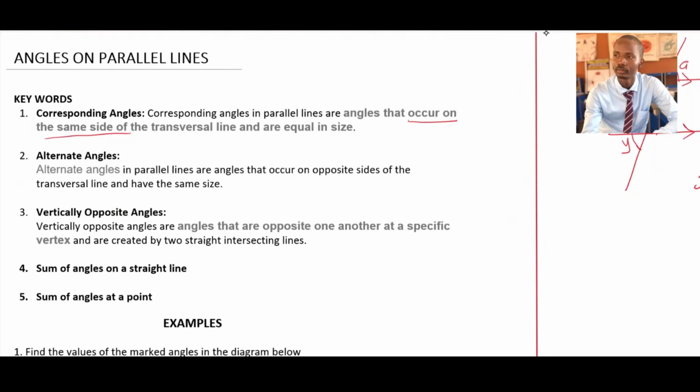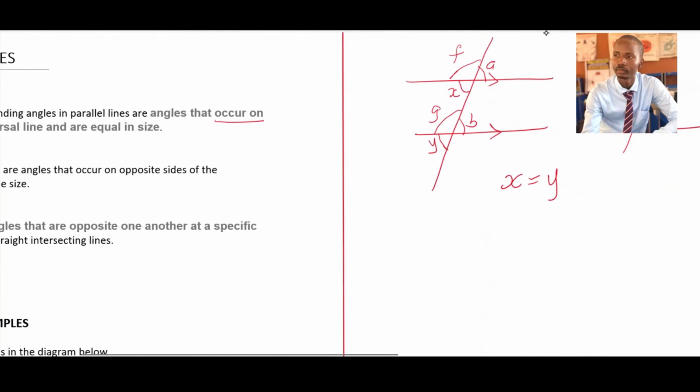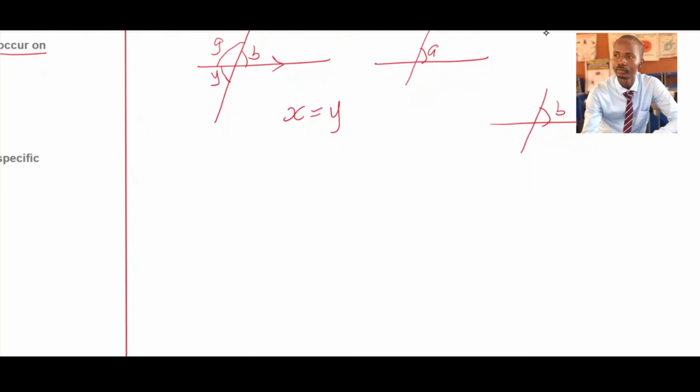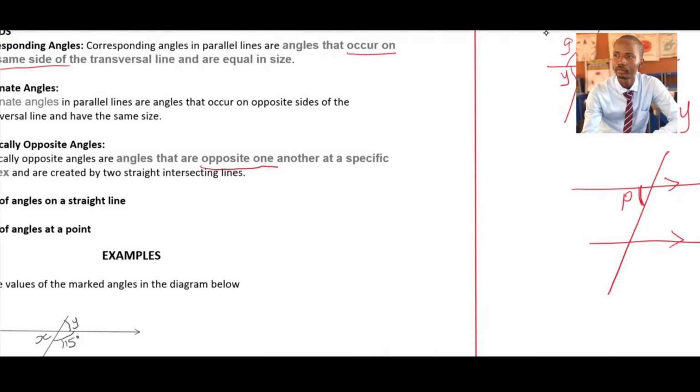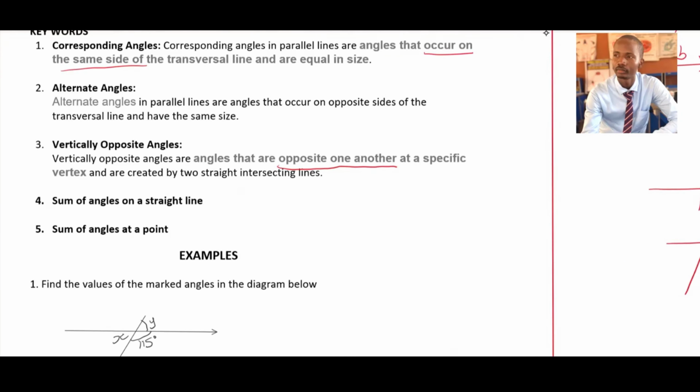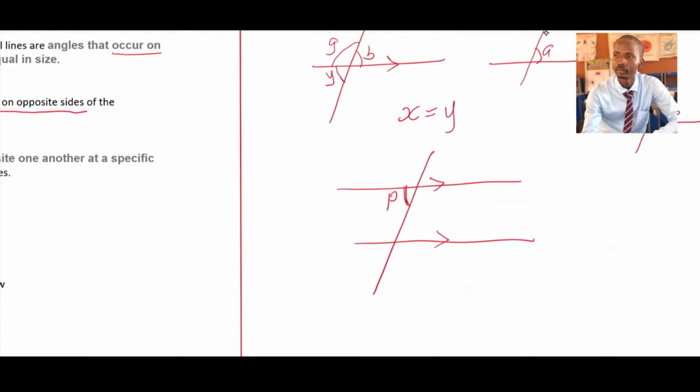Moving on, talking about alternate angles. Alternate angles in parallel lines are angles that occur on opposite sides of the transversal line, and they're also equal in size. So for alternates, we have these parallel lines. Don't forget, I have my transversal line. It can go this direction. That's my transversal line. So let's say this is P. They are opposite one another. It occurs on opposite sides of the transversal line. So this is P and this is Q.